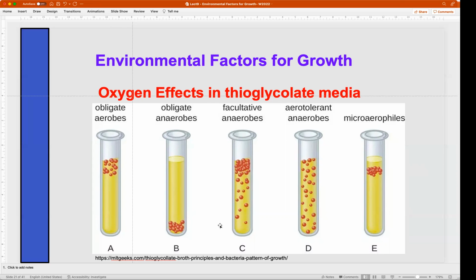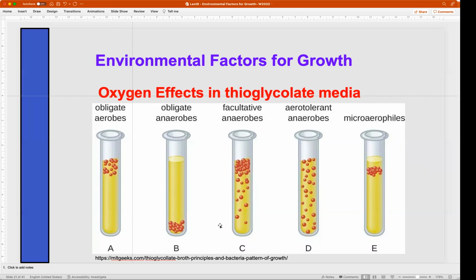Then there are what are referred to as facultative anaerobes. Facultative meaning it can live with or without oxygen. So something like Escherichia coli is a facultative anaerobe. If you put it in thioglycolate media, it'll be found throughout. You'll see bacteria on top, bottom, middle, everywhere.